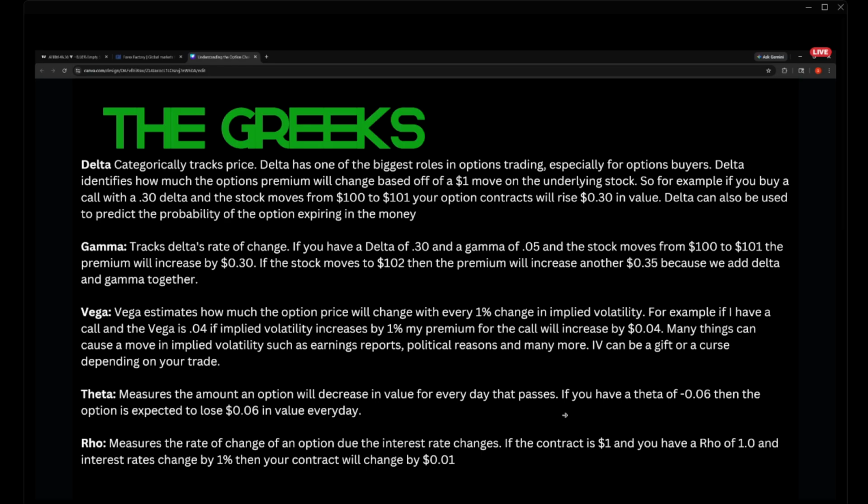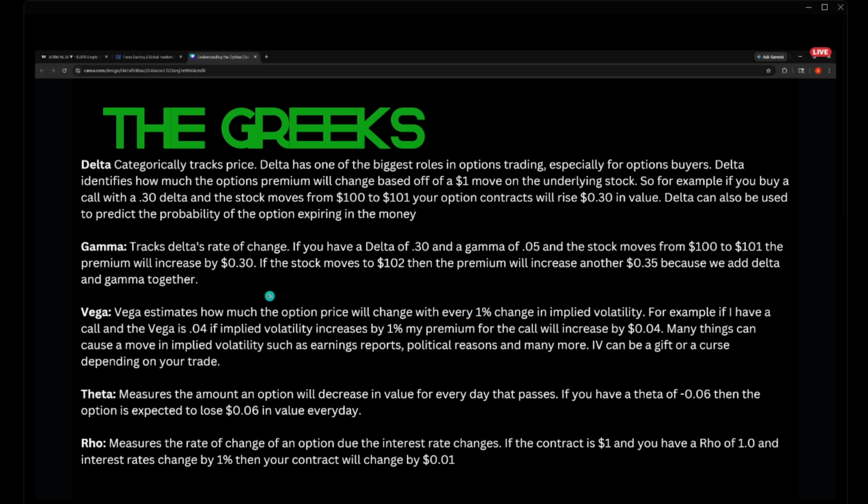All right. Now, this is all of those together. Delta, again, categorically tracks price. Delta is one of the biggest rules in options trading, especially for option buyers. Delta identifies how much the premium will change based off of a $1 move in the underlying stock. So, for example, if you buy a call with .30 delta and the stock moves from $100 to $101, your option will increase $0.30 in value. Delta is also used to predict the probability of an option expiring in the money.